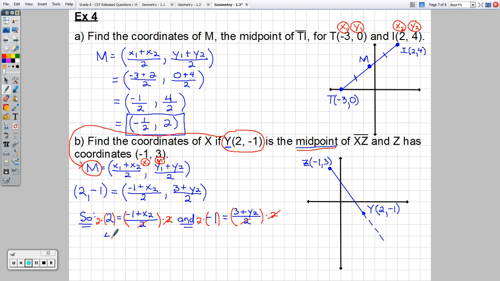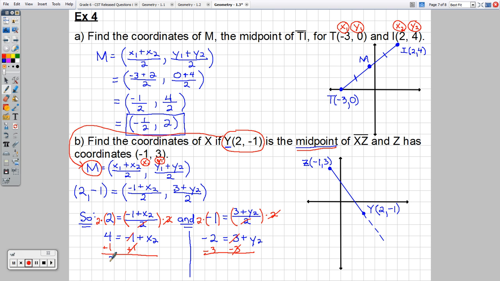So this becomes 4 equals -1 plus x2. I'll put a little line here to separate the two problems. On this side, it's -2 equals 3 plus y2. And from there, I've got one step left in both of them: just add 1 in this equation and subtract 3 in this one. That gets me x2 by itself here, as this would cancel. It's going to get me y2 by itself over here, as that would cancel.